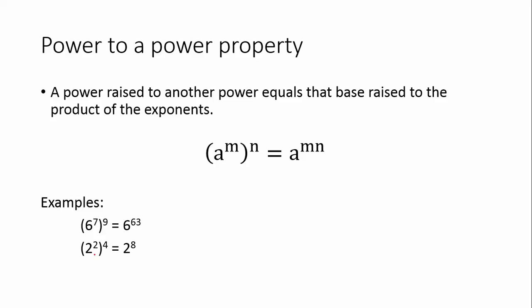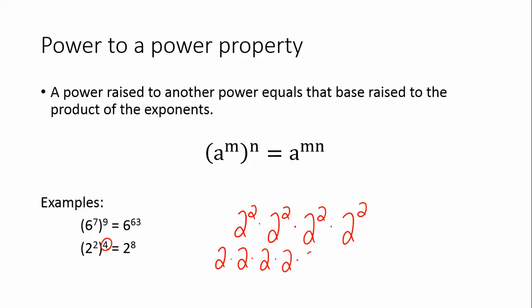If we have 2 squared and it's being raised to the 4th power, it means it's 2 squared times 2 squared times 2 squared times 2 squared, 4 times. That's from this exponent. But 2 squared is 2 times 2. So we have 4 2 times 2's. And now we can see we have 8 2's being multiplied together, and that's how we get the 2 to the 8th. So the power to a power property says we're going to multiply the exponents.